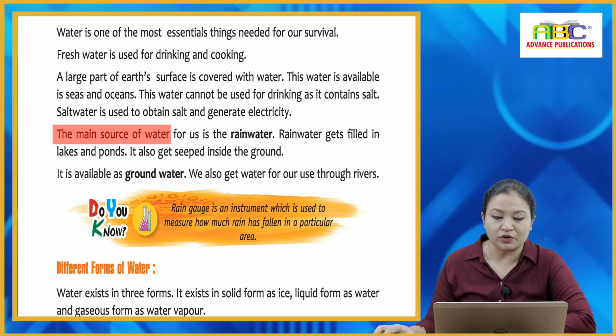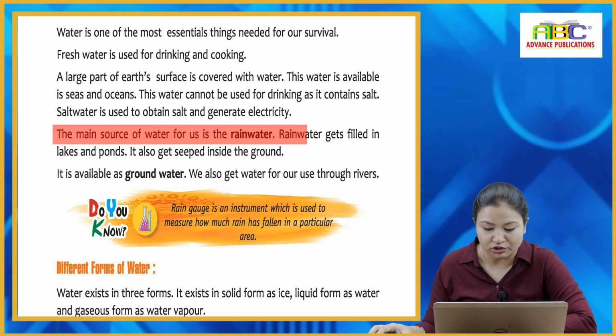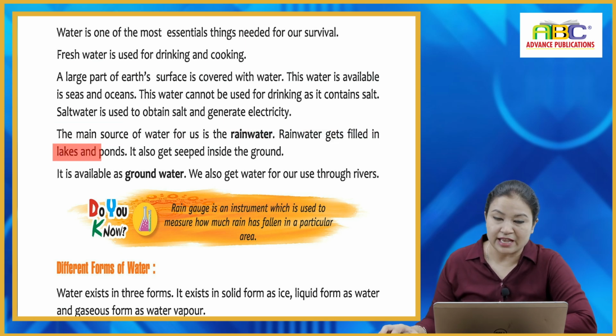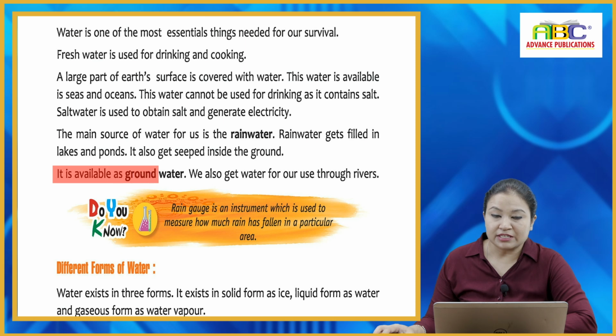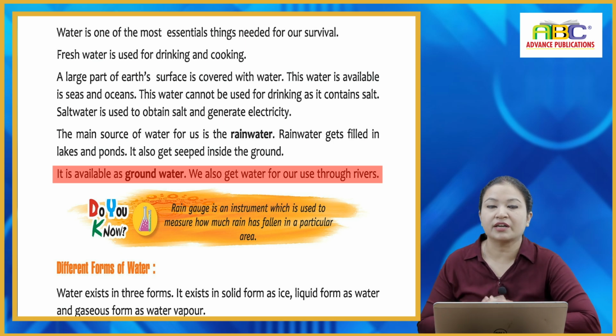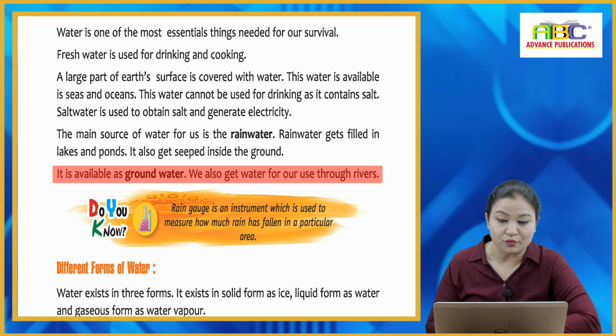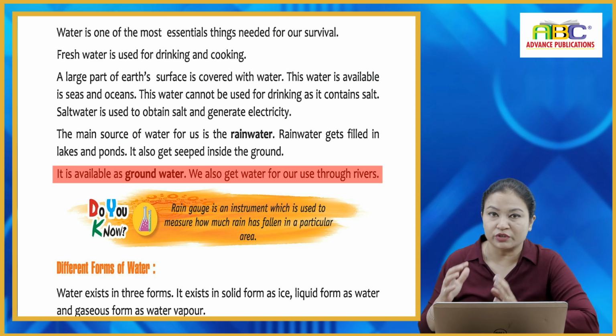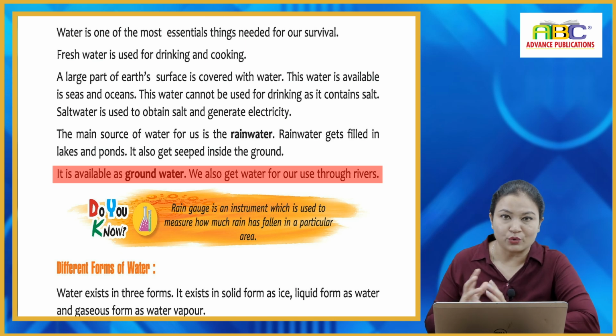The main source of water for us is the rainwater. Rainwater gets filled in lakes and ponds. It also seeps into the ground and is available as groundwater. We also get water through rivers. So along with air, we need water for our survival. Water is very important for us. We need water to drink, and we need water to do different kinds of work like cooking, bathing, washing, etc.